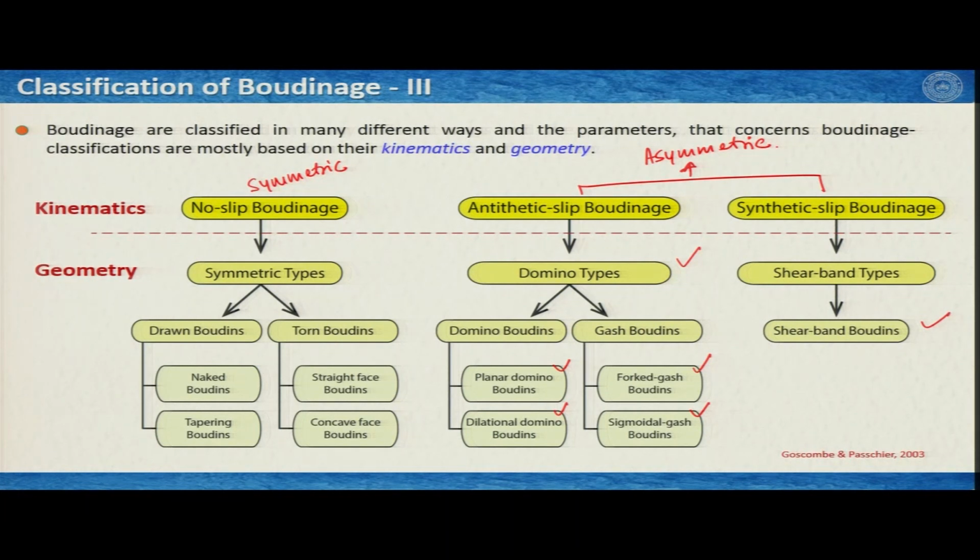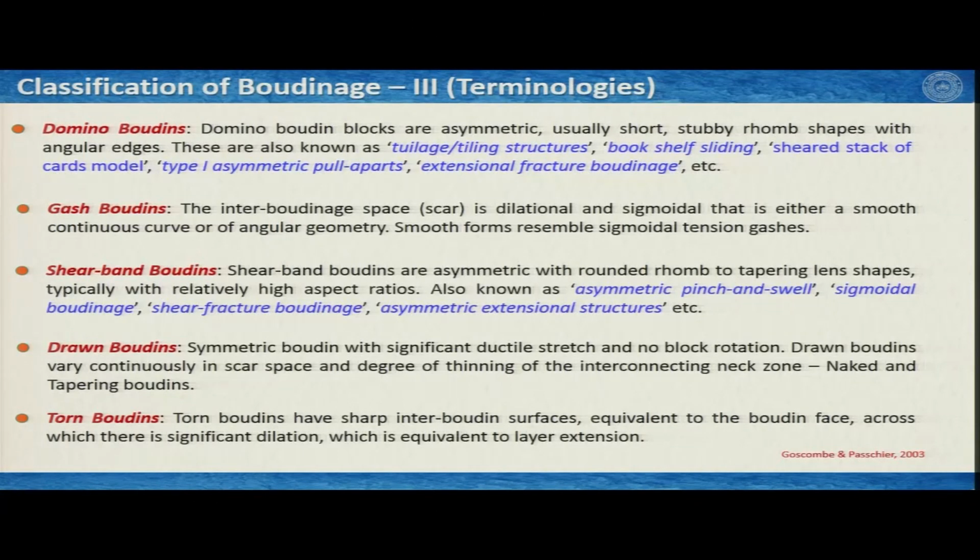Now, let us have a look at what we mean by all these terms, these drawn Budins, torn Budins, domino Budins, gush Budins and shear band Budins. So, let us start with the domino Budins. Domino Budins are some sort of blocks of asymmetric, usually short, stubby rhomb shapes with angular edges.